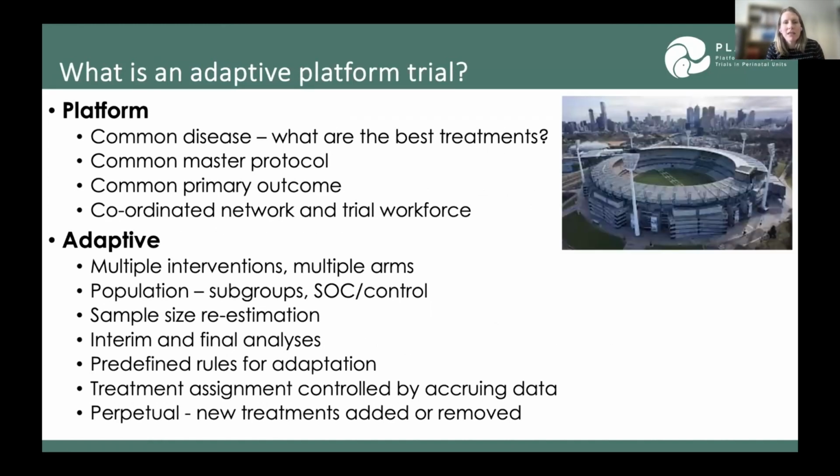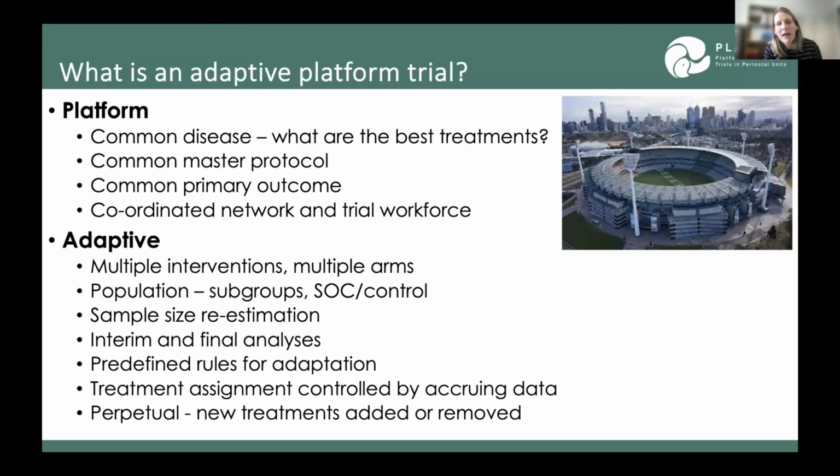So you have to have one disease that you're interested in, and you want to ask what are the best treatments or what are the best interventions or things that we can do for that one disease. You can't have multiple diseases. We're just focusing on one disease. And to do that, you have one master protocol that outlines what's going to happen for the conduct of the trial. You need to have a common primary outcome so that all the treatments and all the other research questions are all working towards the same goal. And you need to build a coordinated network and trial workforce to allow you to do this.